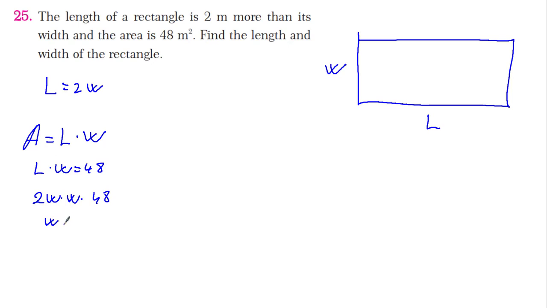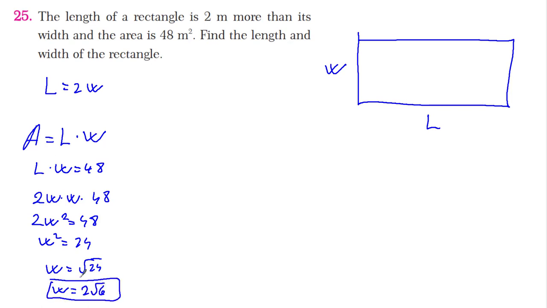Divide by 2: 2 width squared is 48, so width squared is 24. That means width is root of 24, which we can simplify into root of 4 times 6, so 2 root 6. This is the width. Now find the length. The length is 2 times the width, which is 2 times 2 root 6, 4 root 6. That was it. See you.